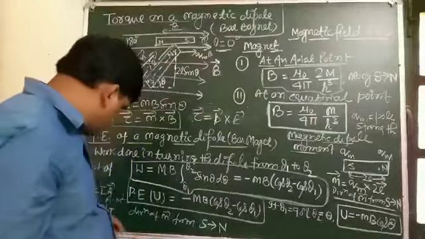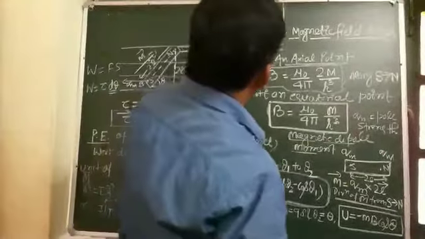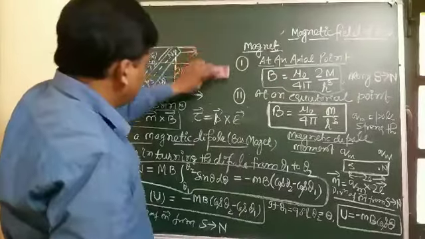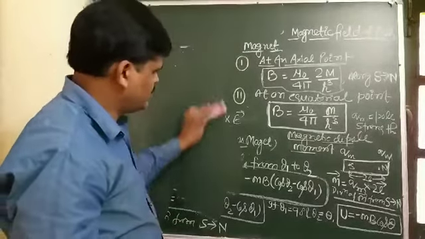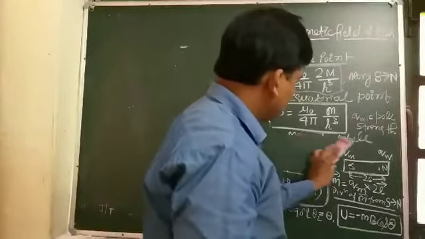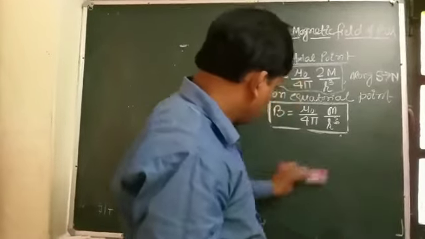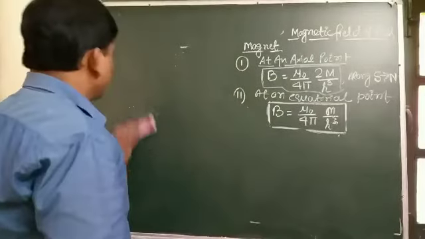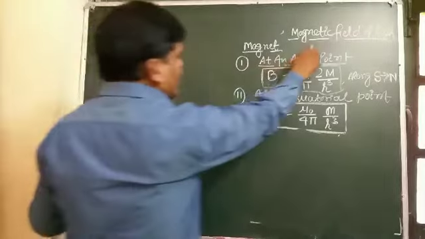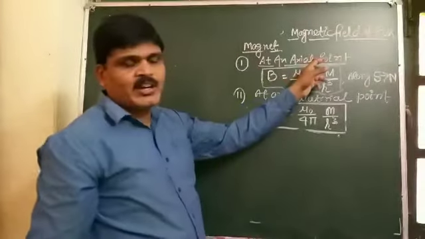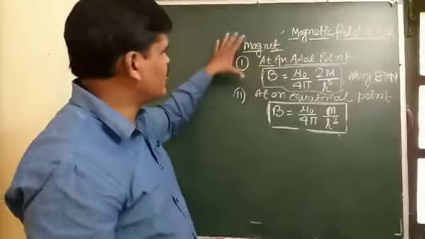And the next topic, student, and this topic are deleted from the syllabus of class 12 for this year, but you know all these formulas. And the next one, student, you already know the magnetic field of a bar magnet at an axial point, this derivation is also removed from the syllabus.